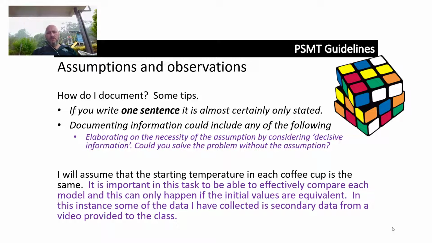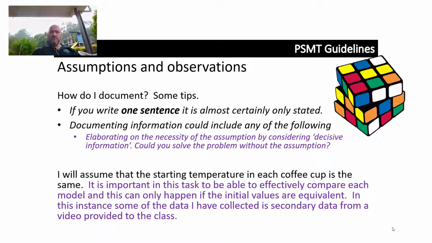Purple, the third method. Elaborating on the necessity of the assumption by considering decisive information. Could you solve the problem without the assumption? I will assume that the starting temperature in each coffee cup is the same. So this is a measuring temperature decline in coffee. It's important in this task to be able to effectively compare each model, and this can only happen if the initial values are equivalent. So this is pointing out the fact that to build the model and to make a fair comparison, we need to start with the same temperature.